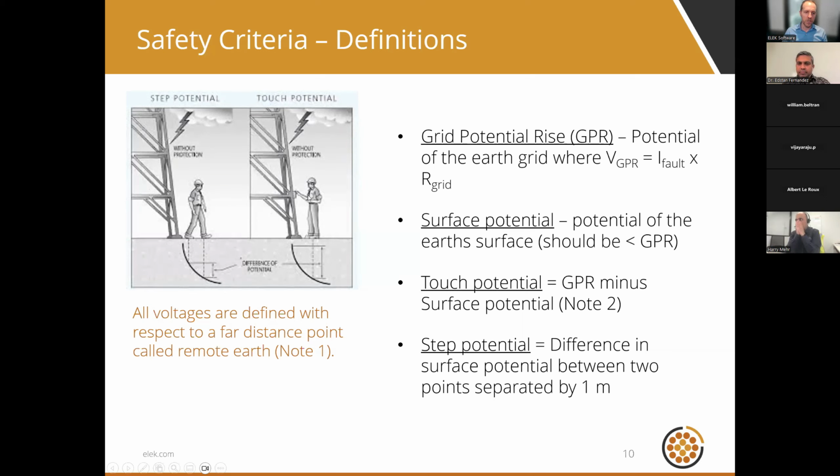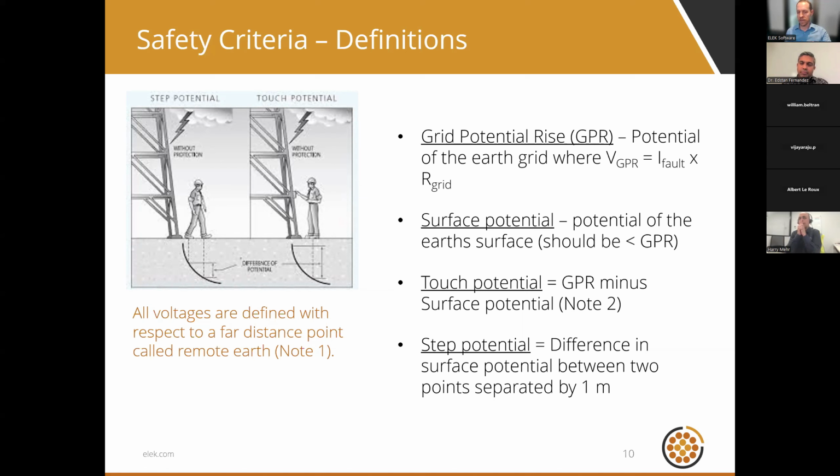In the image of the man on the right-hand side, you can see that he's in contact with a steel structure. That steel structure is directly connected to the earthing system. Therefore, the voltage on that steel structure would be the grid potential rise, the same as the earth grid voltage. So in other words, his hand is at GPR. His feet, however, are at a different voltage, a lower voltage.